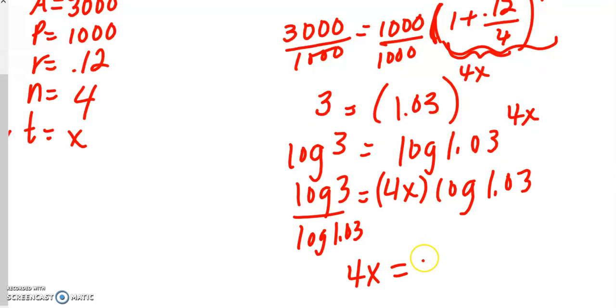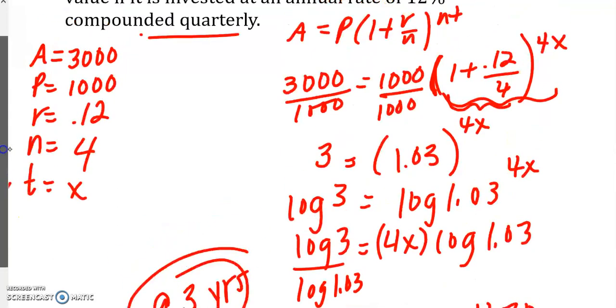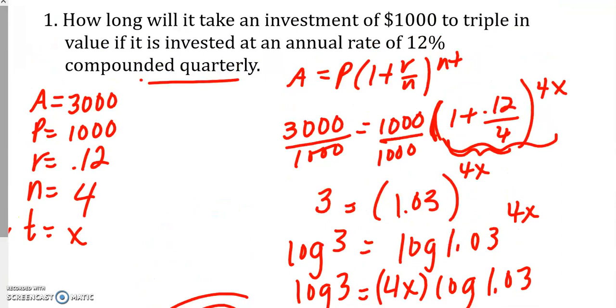I get 37.1670, and I divide by 4, and my answer is 9.3 years. Okay. So that is definitely the harder of the interest problems. That's the problem which requires logs because your exponent's missing.